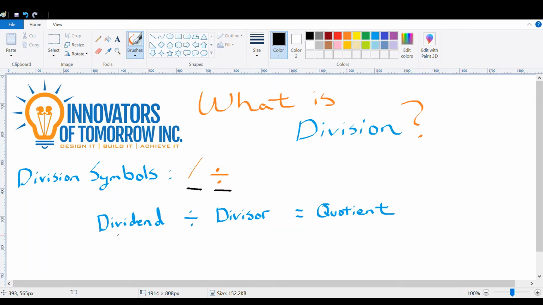The number being split is the dividend. The amount we want to split by is the divisor, and the result of division is the quotient. If we have 12 divided by 3, which equals 4, 12 is the dividend, 3 is the divisor, and 4 is the quotient.